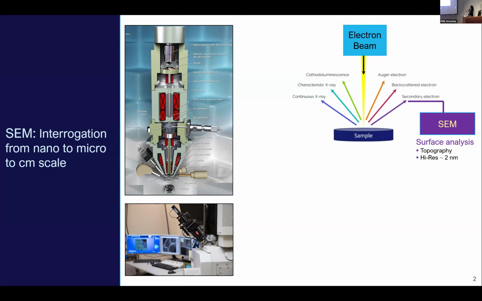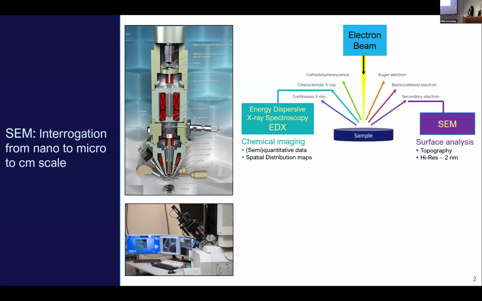First, I'm going to talk about the SEM detector that primarily collects secondary electrons and does surface analysis, surface sample topographies with high resolution at about 2 nanometers. Then I will talk about the energy dispersive X-ray spectroscopy, or EDX detector, that collects the characteristic X-rays, is used for chemical imaging, and can give semi-quantitative data and also spatial maps. I'm going to show them a little bit later on.